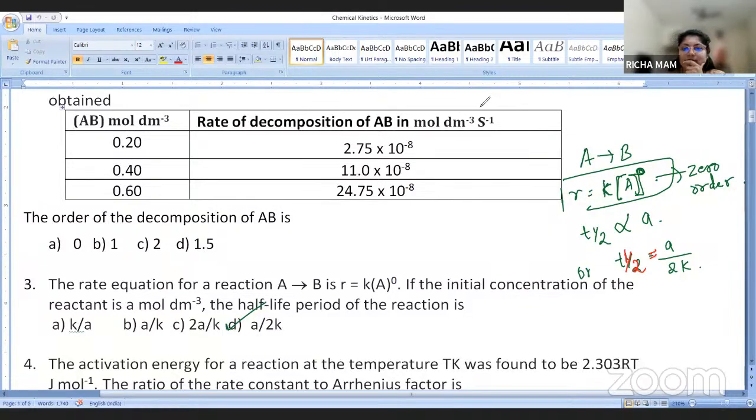Okay. So the given rate equation is of zero order. If the initial concentration of the reactant is A, so T half is directly equal to A. So T half is equal to A by 2K. Okay. So this is the rate equation. So option number D is the answer. Okay. Let us go for the next one.